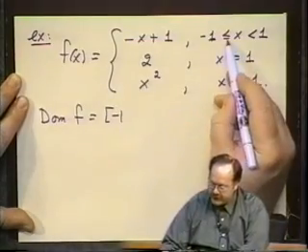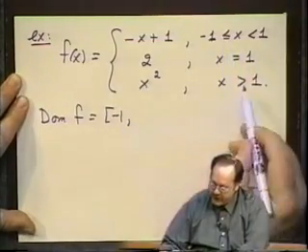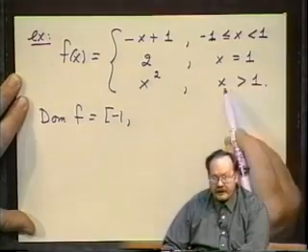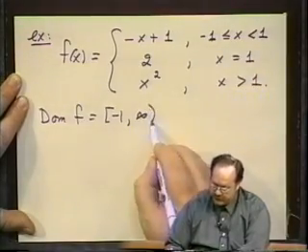closed at -1 because it includes -1 here. And then here it goes on to infinity, x greater than 1. So it goes to infinity.